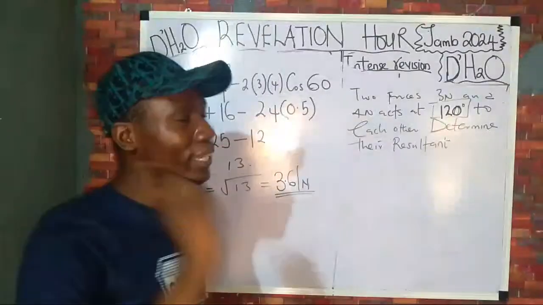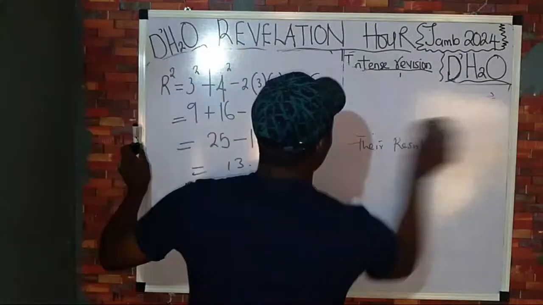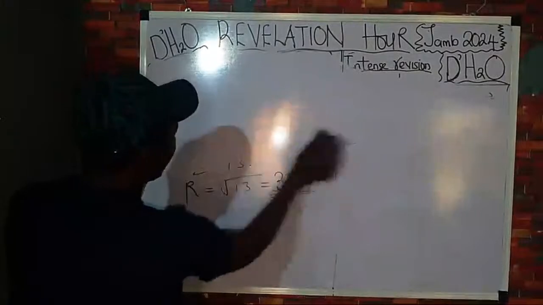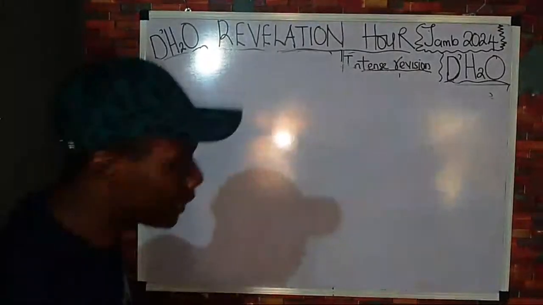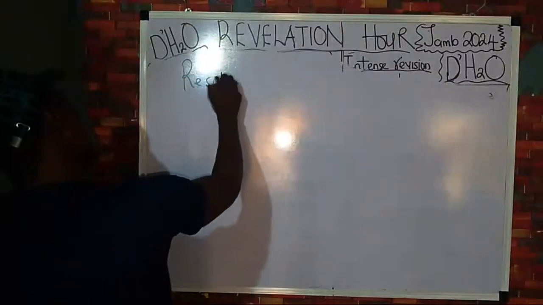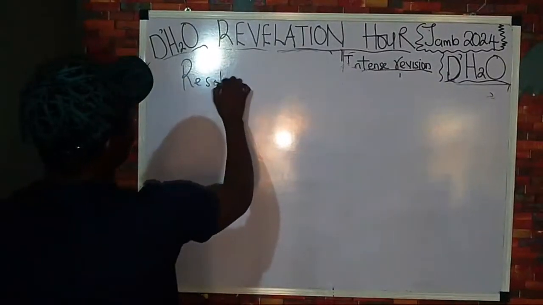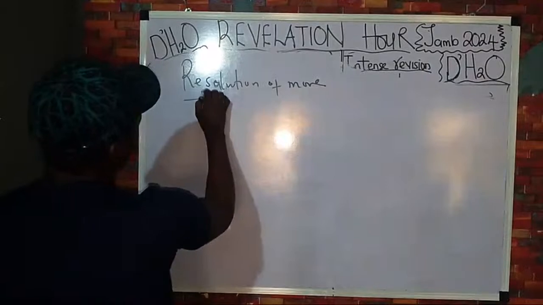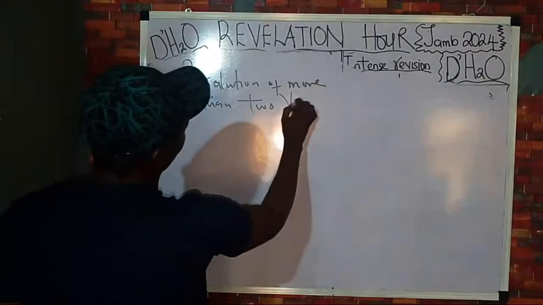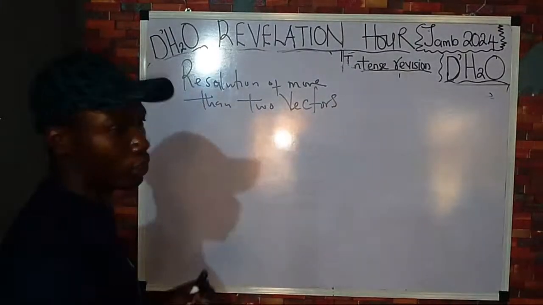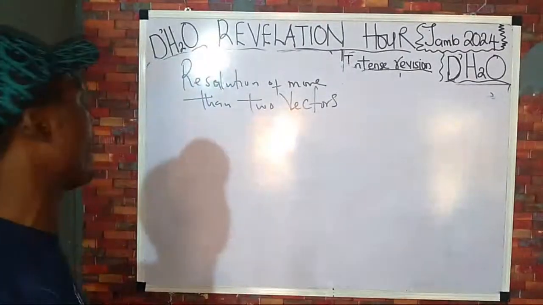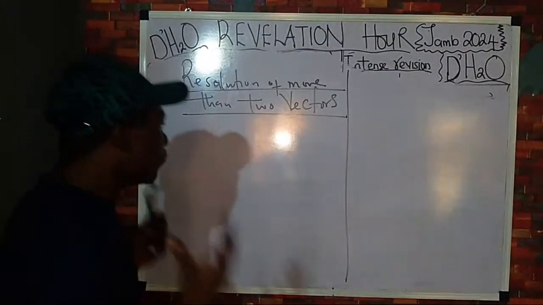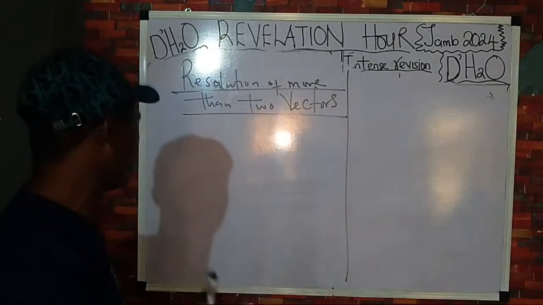There's remaining just one case for scalars and vector. The last case, you can screenshot this on your system. Just screenshot it. Okay. The last case of scalars and vector is resolution of more than 2 vectors. If I get more than 2 vectors and I want to resolve them, how do I do it? Very easy. The steps are given below.